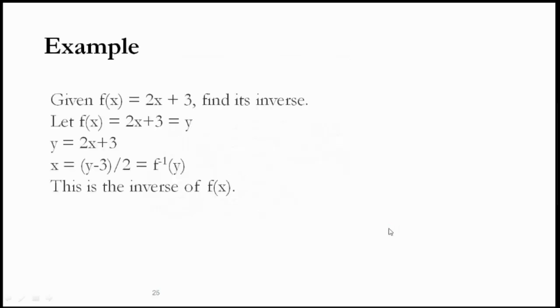Given f of x, this we used to do in mathematics. Given f of x is equal to 2x plus 3, find its inverse. Previously we have seen composition of two given functions, f of x is equal to 2x and g of x is equal to x plus 1. Now is another example. Let f of x is equal to 2x plus 3 is equal to y. So y is equal to 2x plus 3. Now just solve for x. You will get x is equal to y minus 3 by 2, which is called f inverse. This is said to be the inverse of f of x.